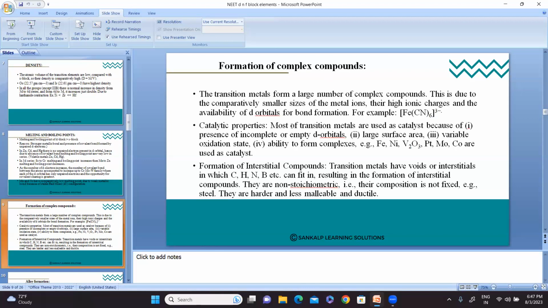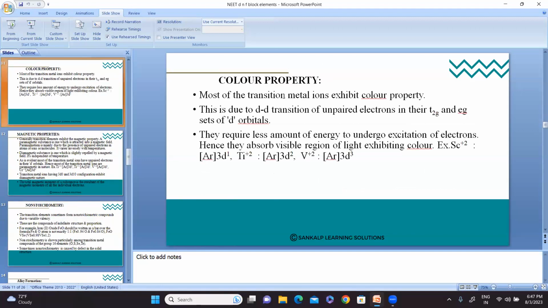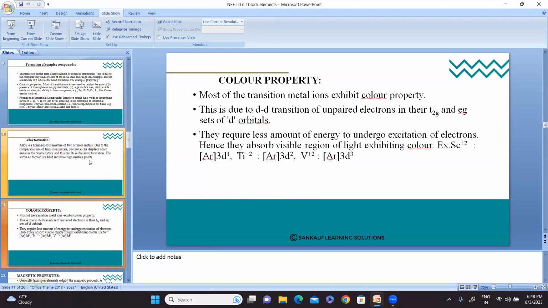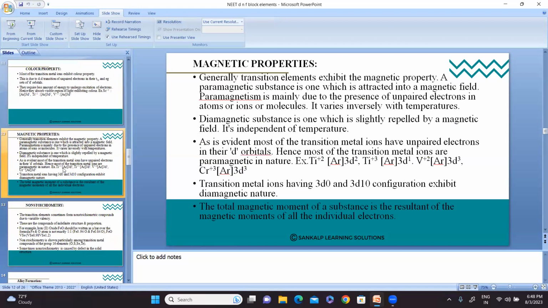What are the catalytic properties of transition elements? How do they form interstitial compounds? Very important concept. Then next, alloy formation is very important. Then the color property is very important. So these are certain properties which highlight the transition elements from the rest of the elements. So color property, catalytic properties, magnetic properties, alloy formation property, right? So these are certain important properties of transition elements.